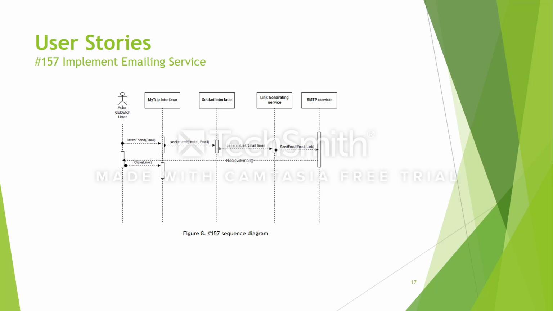On the server, we create the user account using that email, and then we create a link which we hash using the email and the date that the link was created, and then we send that email to the user. Once the user gets the email, he clicks on the link, and he now is in the same trip as the original user who invited him.